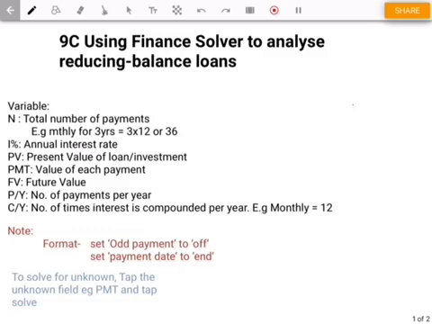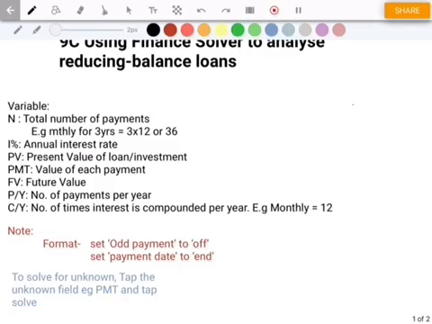Today we look at 9C, using the financial solver to analyse reducing balance loans. The main thing we need to get across today is the variables that are used on the calculator. Specifically this is for the Casio ClassPad, and below are all of the variables that we use for it.